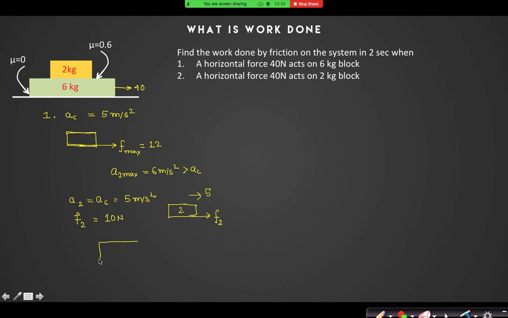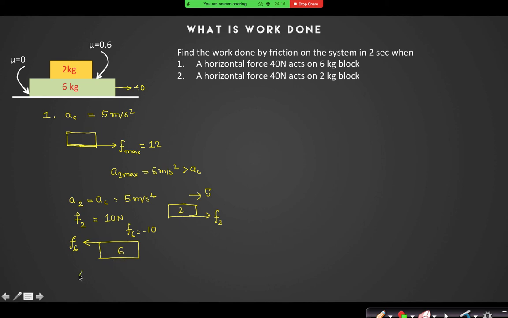And what will be the value of friction force on that 6 kg block? That will be the same thing, same in opposite direction, right? Yes, sir. F6 is equal to minus 10.